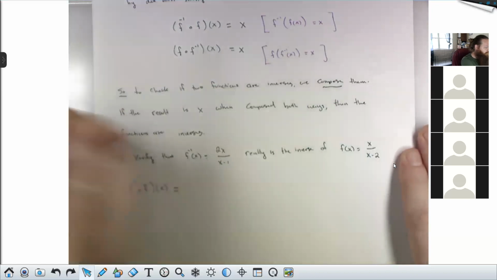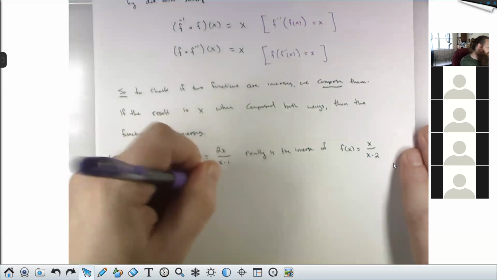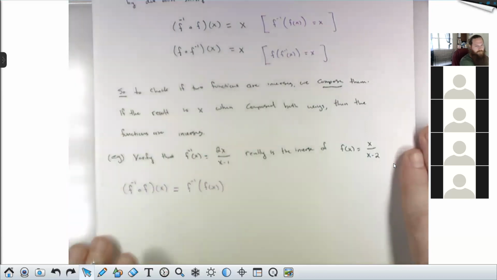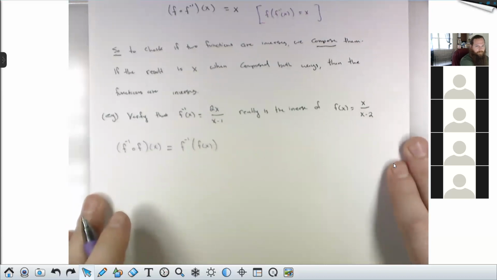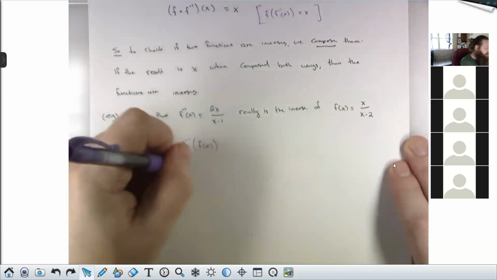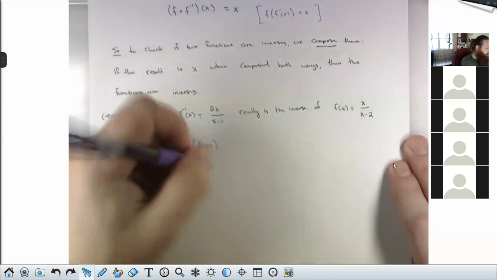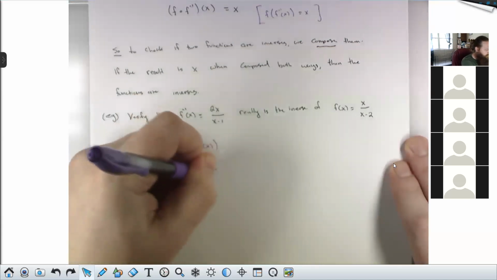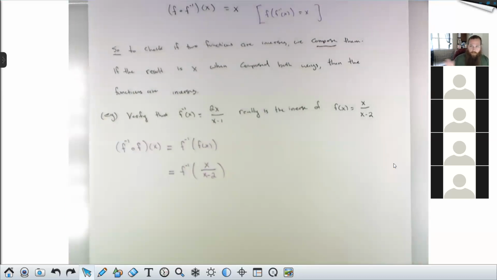Remember, this by definition is f inverse of f of x, like this. That's what the composite symbol means, that circ symbol, which is f inverse of, what is f of x? It's x over x minus 2. So in other words, to check if two functions are inverses, you plug one into the other and see if the result simplifies to x.